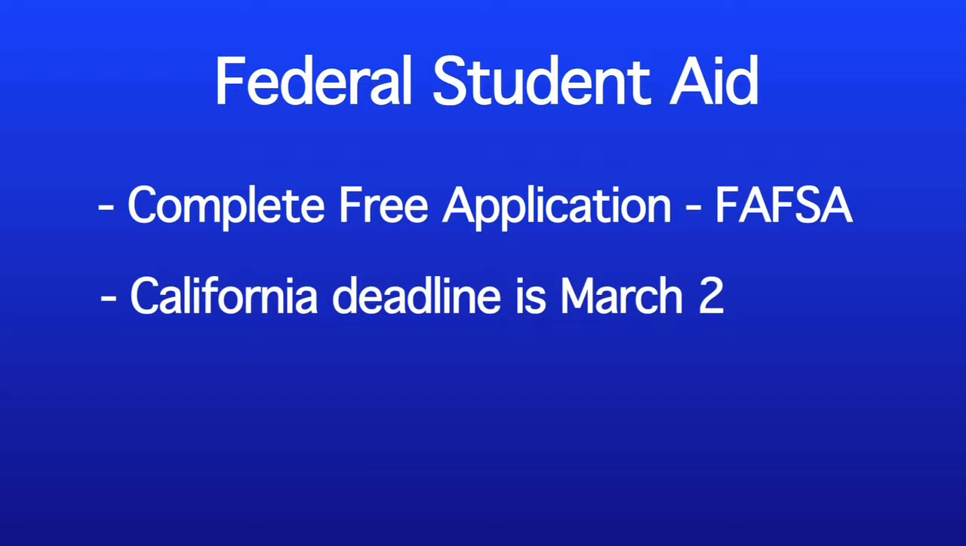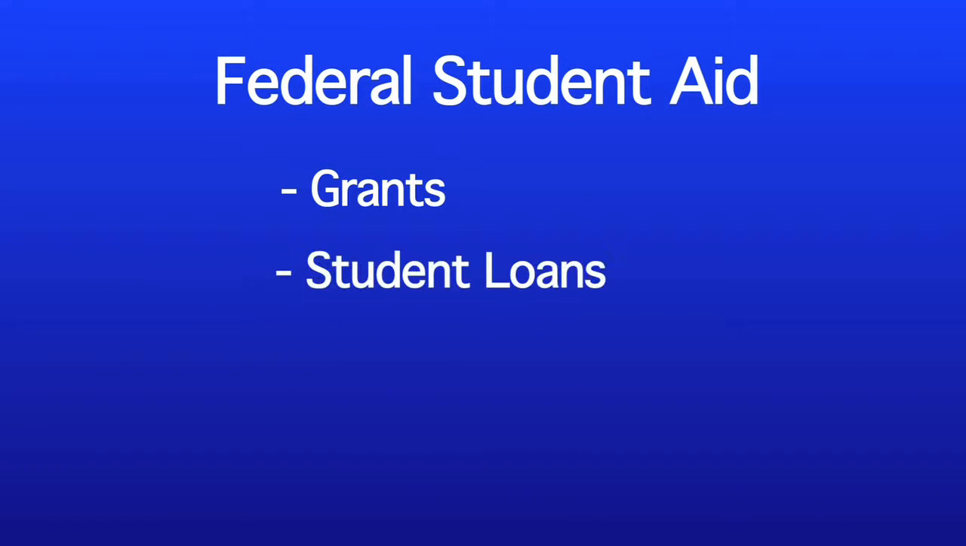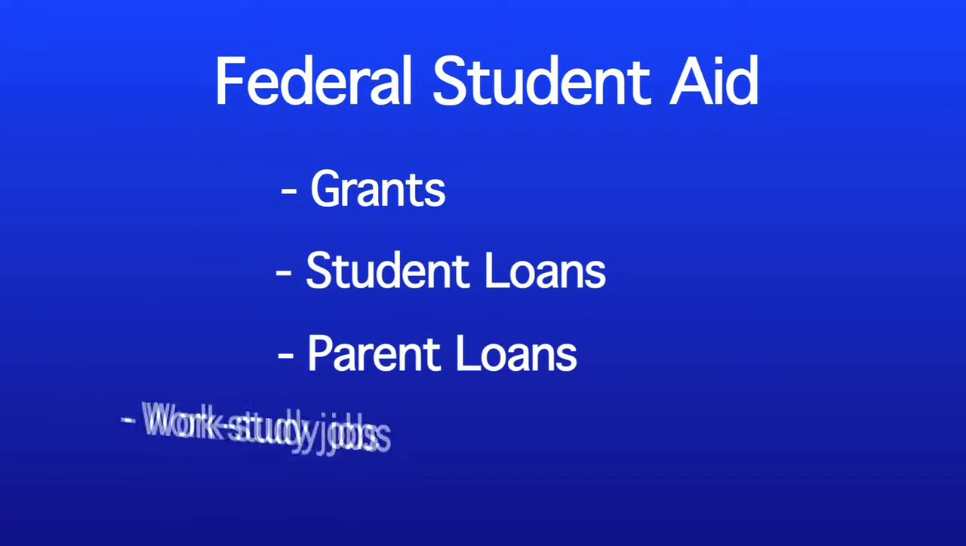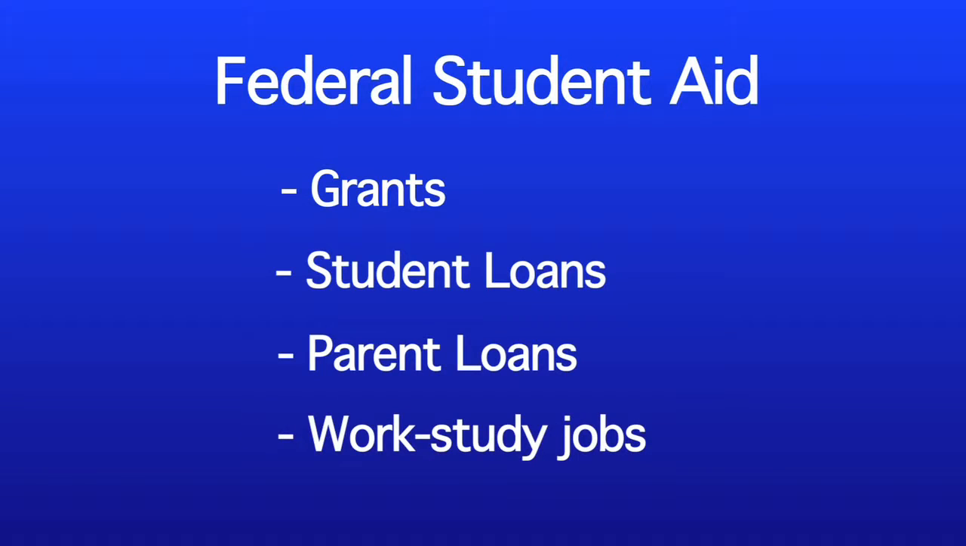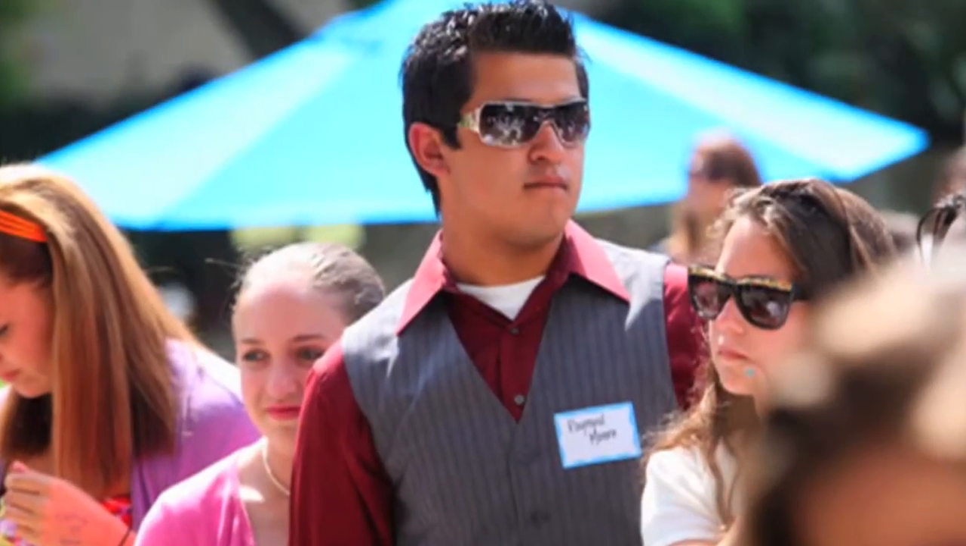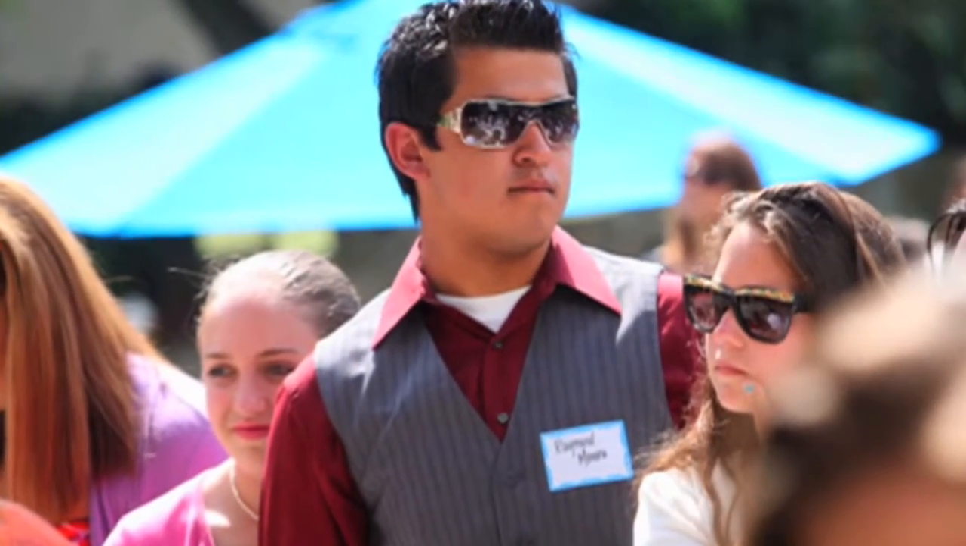The California priority deadline each year for the FAFSA is March 2nd. The type of aid available includes grants, student loans, parent loans, and work-study jobs. You can use this federal aid at any college or vocational school that has been assigned a federal school code. This includes not only most colleges in the United States, but also a few colleges in international locations.